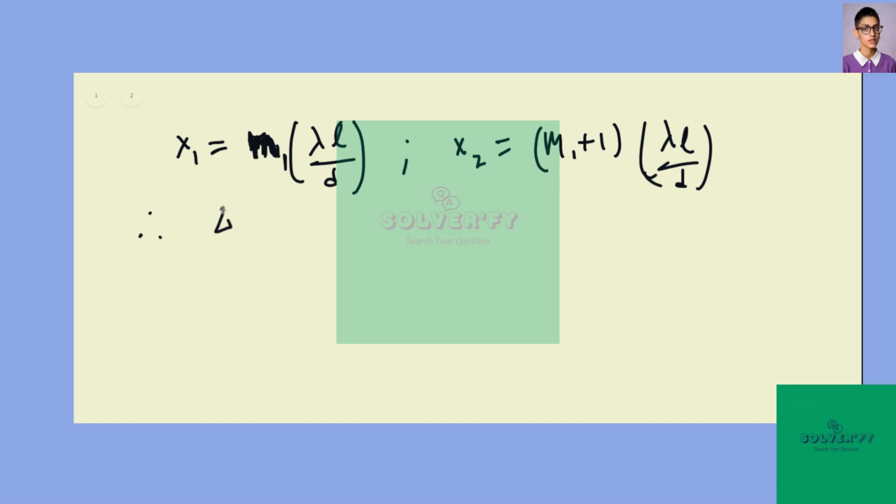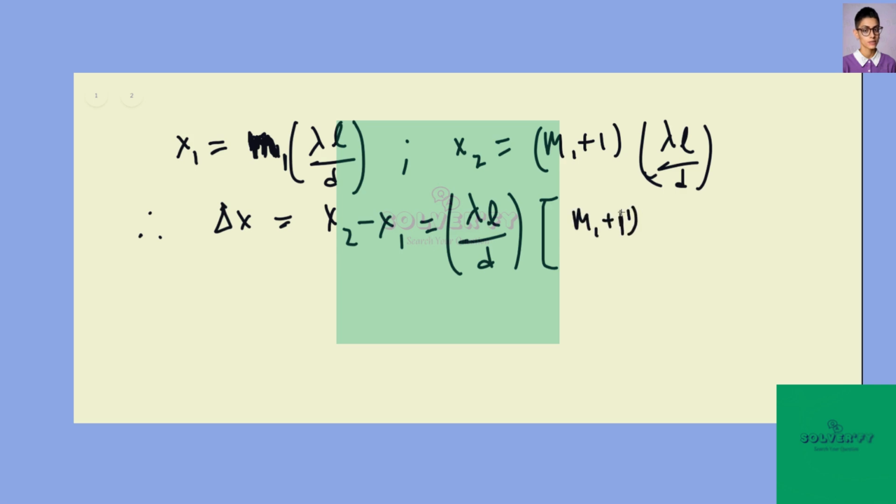Therefore, the distance between the fringes, delta x, is just x2 minus x1. And let's see what that turns out to be. So lambda L over d, first of all, we can take as common, and you multiply that by m1 plus 1 minus m1. And so the m1s drop out, you're left with 1 multiplied by this whole thing. So delta x, therefore, comes out to be lambda L over d.